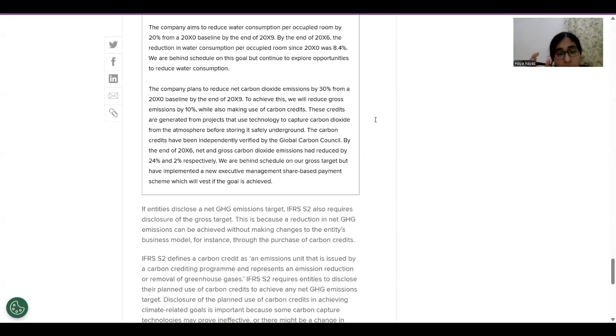We are behind, reduce on the close, but have implemented, yeah. So they are allowed to make use of carbon credits. Carbon credits are nothing. It's just that sometimes, if you have not met your targets, you can use the credits that you have bought already or have invested in already. And those credits are utilized, and therefore you can meet your target.